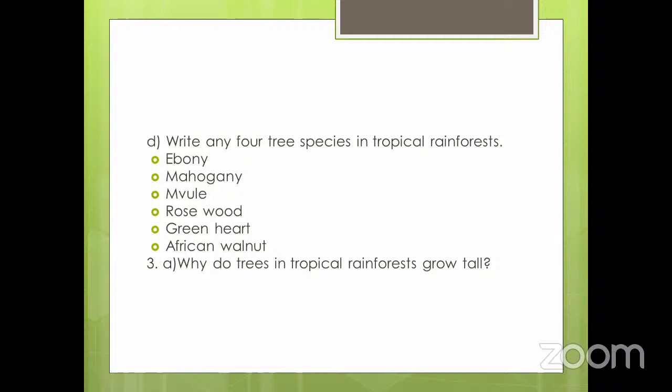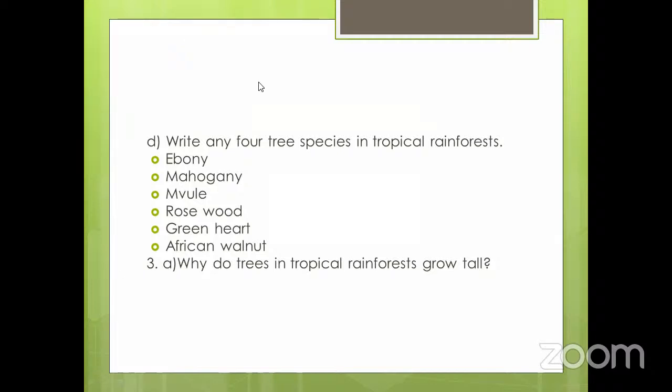In case they ask you to give one. And these are the tree species that give us hardwood. We say that these trees mainly produce hardwood. And we shall also look at the uses of hardwood later on. Let's move on to number 3, number 3A. I need one person to read for us.